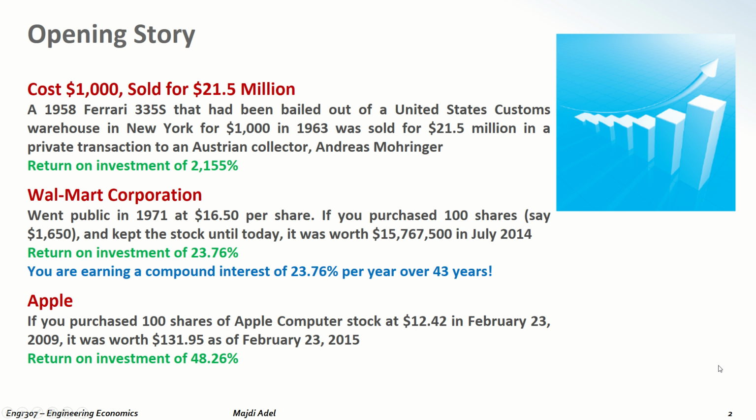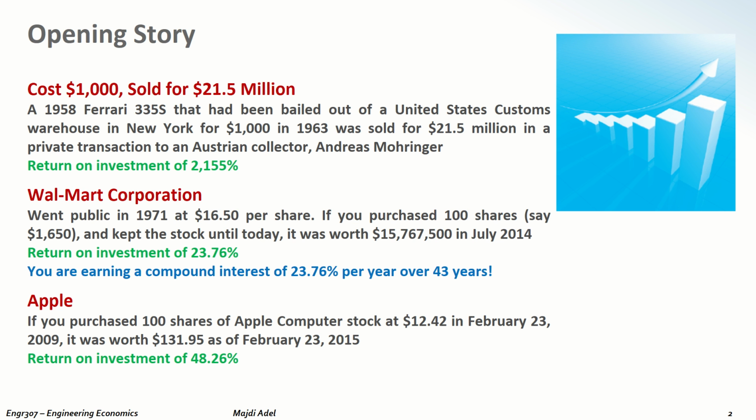In 1958, an American citizen bought a Ferrari 335S, and he drove this Ferrari for approximately 1 year, and it broke and needed some maintenance. He sent it back to the dealer, and the dealer decided that the maintenance cannot be done in the US. It should be shipped back to Italy to the Ferrari factory for maintenance.